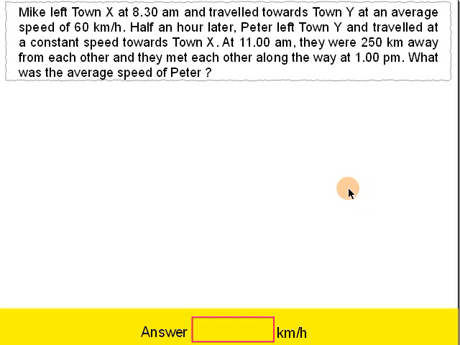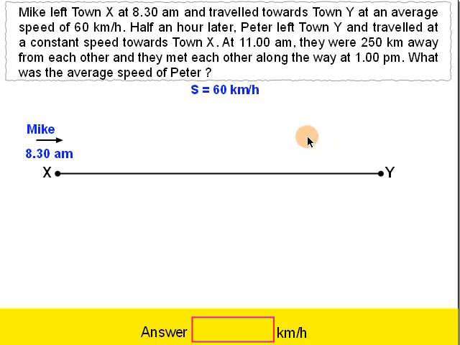Alright, the question says that Mike left town X at 8:30 a.m. and traveled towards town Y at an average speed of 60 km per hour. So let's start drawing, what do you call that? The journey chart, and fill out the information before we get confused.